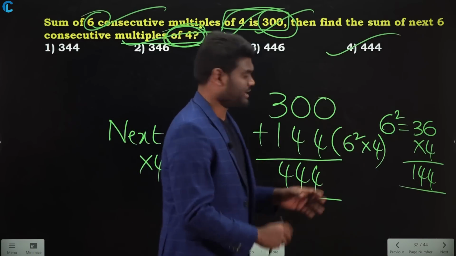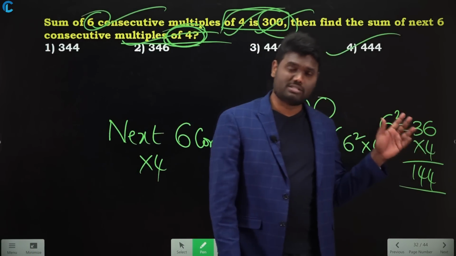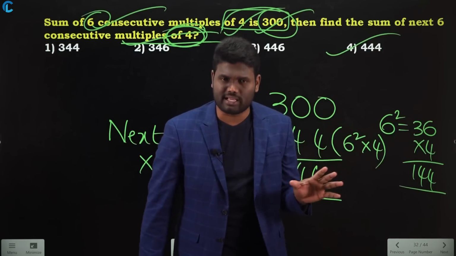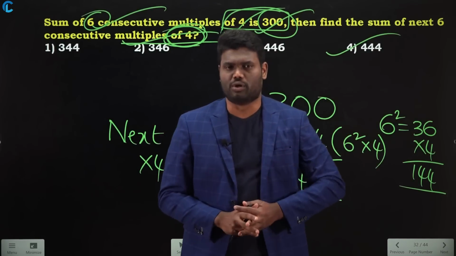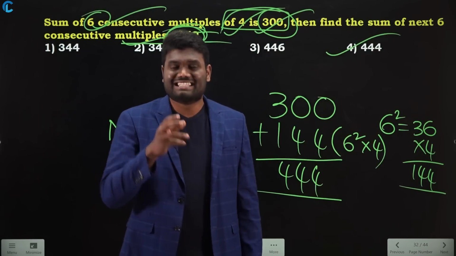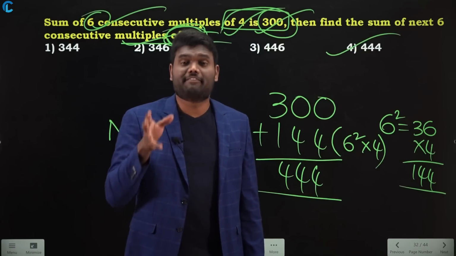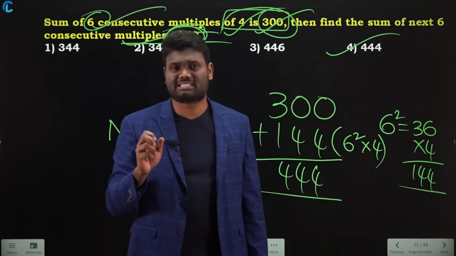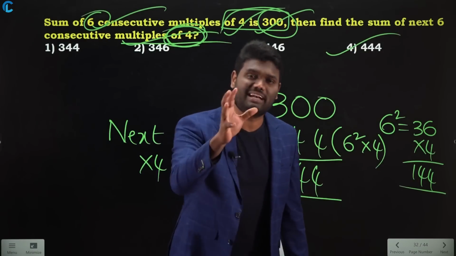Very beautiful concept. Whenever you come across these types of questions, you do not need to do anything, just follow the concept that I have told you. If it is consecutive numbers, just square it and add it. If it is consecutive even numbers or consecutive odd numbers, just square it, double it and add it.